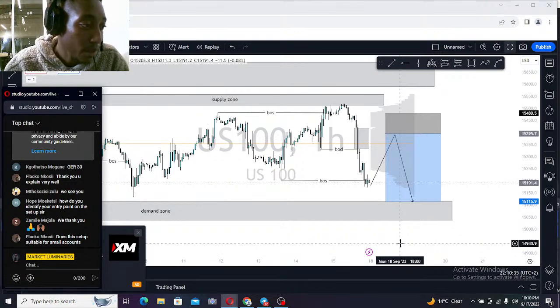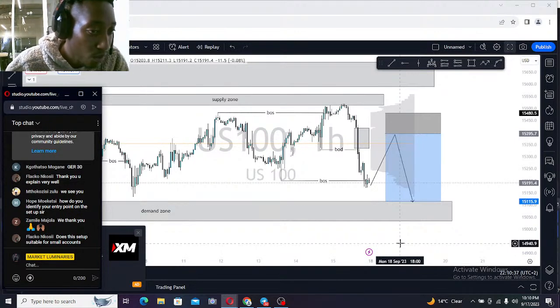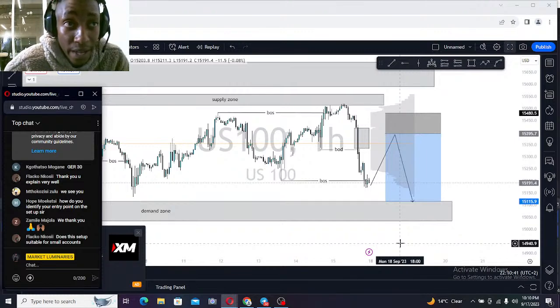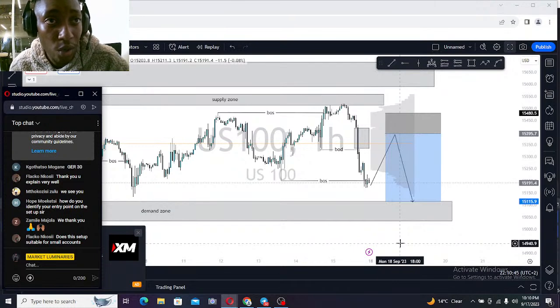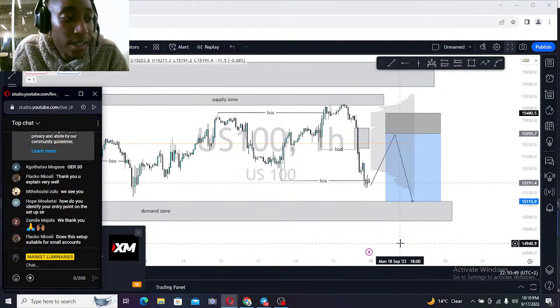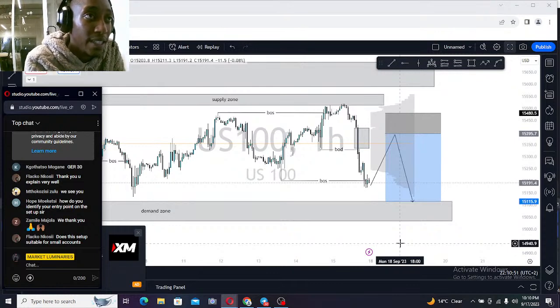Does this setup suit small accounts? Yes, if you can get a proper entry, it's suitable because you are going to catch a sniper trade. You understand? You are going to catch a sniper trade.